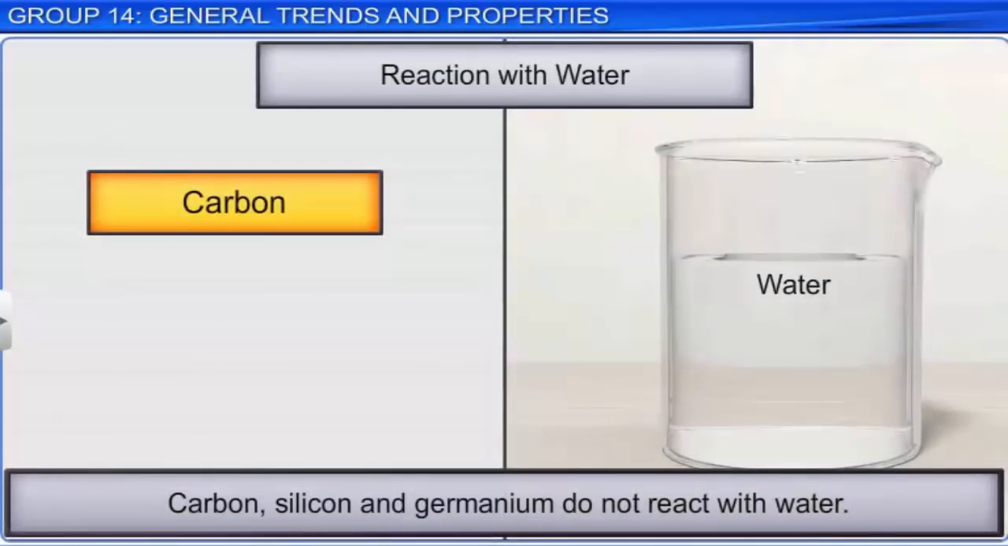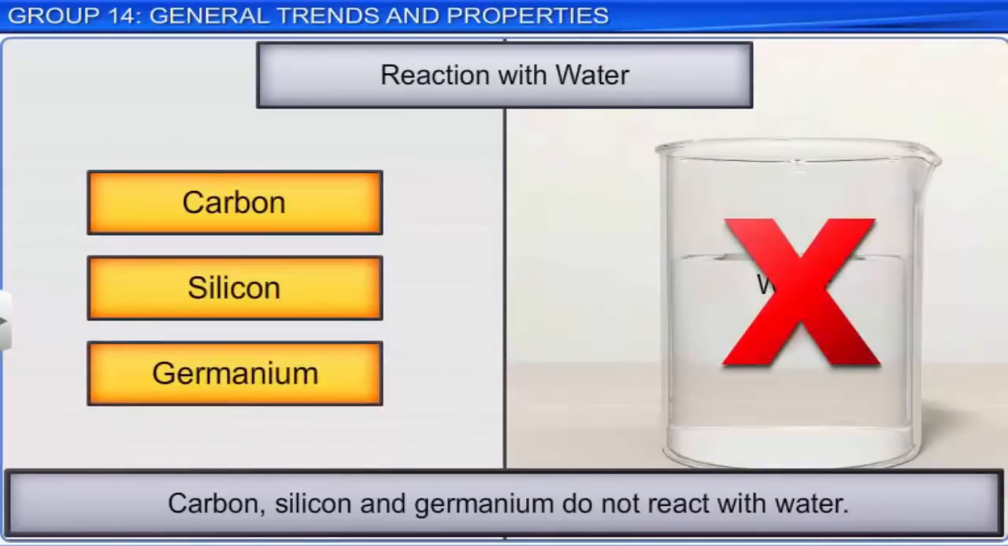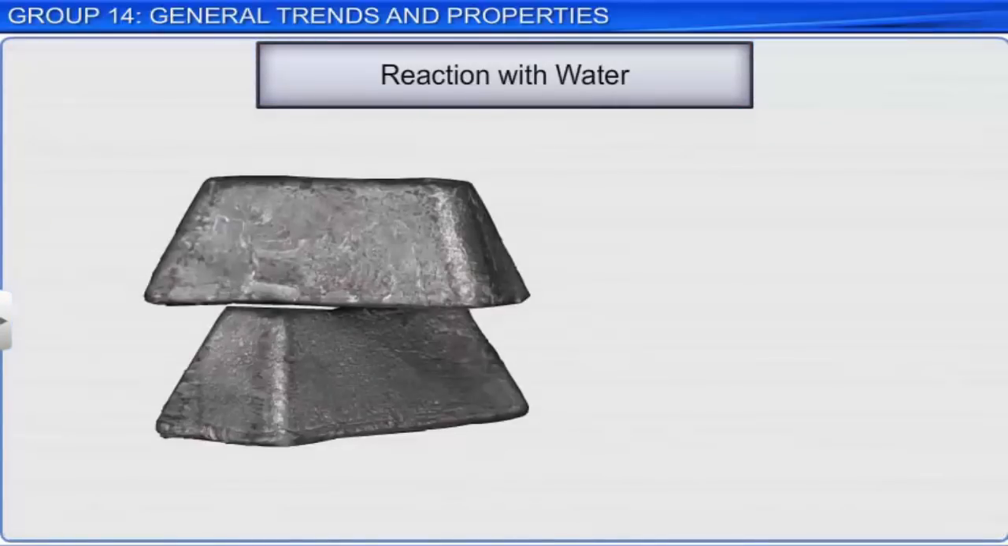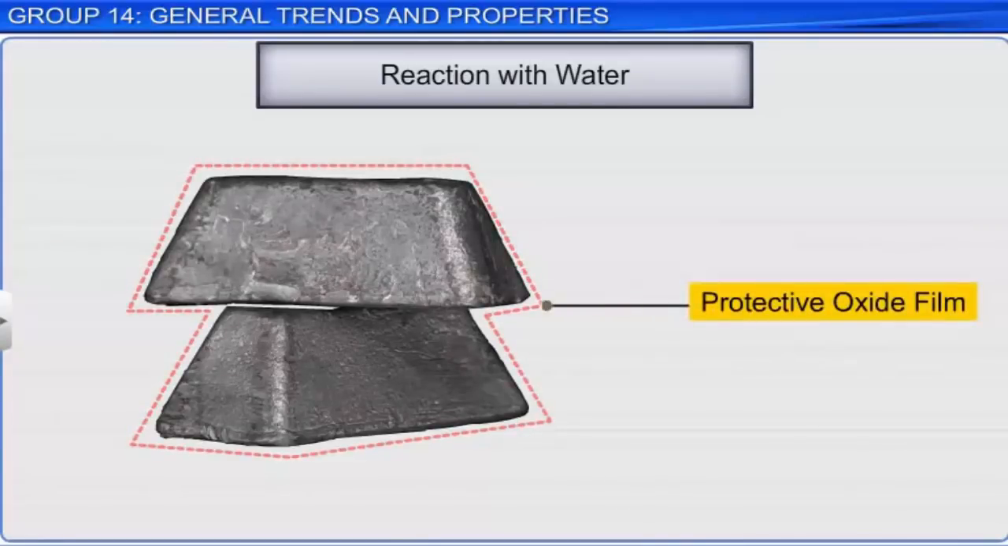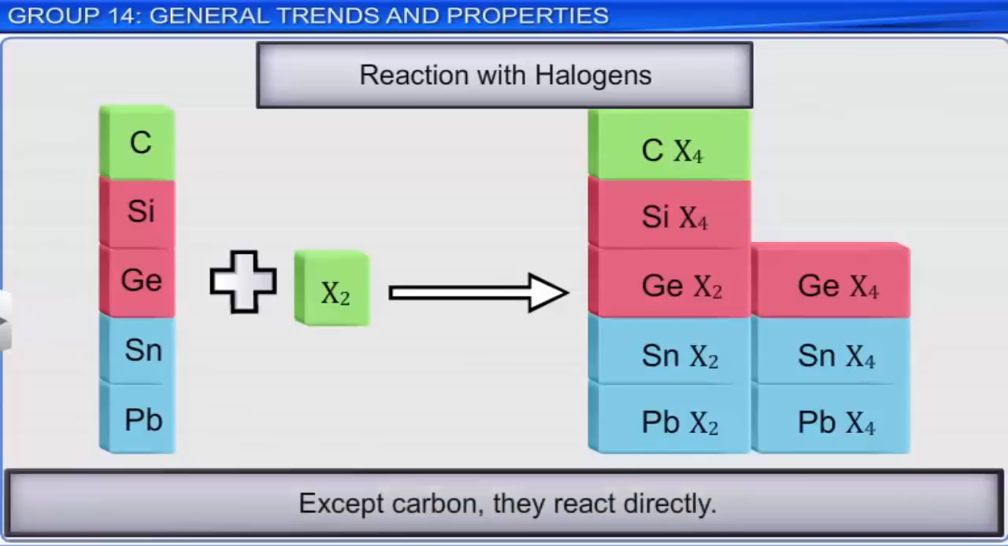Carbon, silicon, and germanium do not react with water. Tin will react with steam in a single replacement reaction, as given here. Lead does not react with water, most likely due to the protective oxide film that forms on the surface of the metal. The group 14 elements react with halogens of group 17 to form halides. With the exception of carbon, they can react directly.